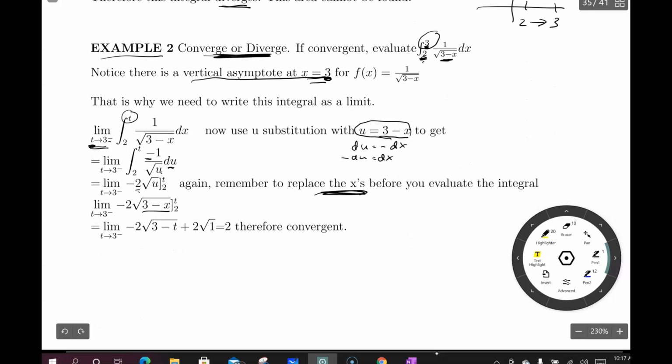Now I'm ready to evaluate my limit. So I put the t in, subtract off, and it's negative, negative, so it makes it positive. Put the 2 in. And now I'm looking at plugging in 3. So it doesn't matter that it's coming from the negative. If I'm plugging in 3, I get 3 minus 3. Oh, that's root 0. That's 0. And so all I'm left with is 2. That means this integral converges.